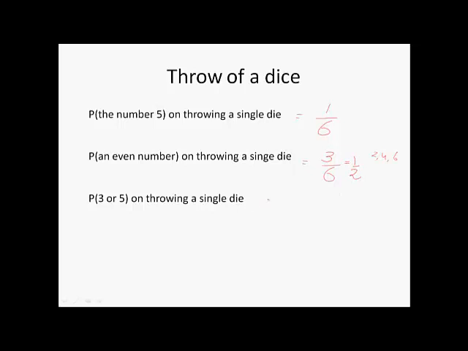What is the probability of getting the number 3 or 5 on throwing a single die? Again, for a single die, the total number of possible outcomes is 6. I need either 3 or 5. So any of the two numbers, 3 or 5, out of the total 6 numbers are favorable for me. So the answer is 2 by 6 reduced to 1 by 3.